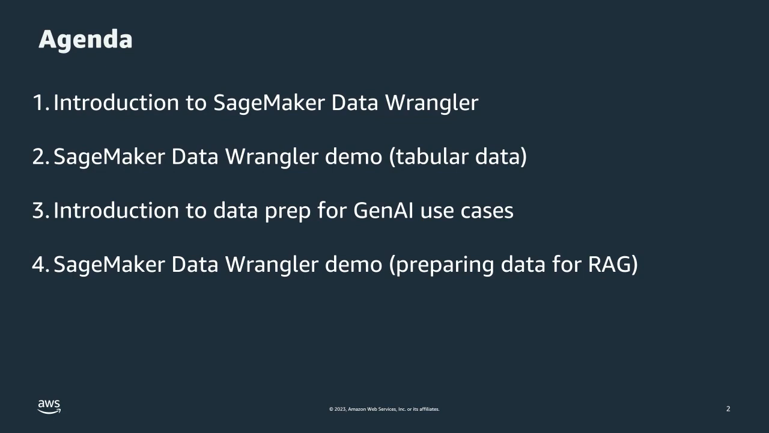SageMaker Data Wrangler is a visual low-code data preparation tool to help accelerate your data preparation for machine learning. I'll be talking you through an overview of the product, showing you some highlights and features, and then Charles will be going into a hands-on demo using tabular data. We'll be sharing right before this demo a QR code so you can actually follow along with the resources and the data set if you like during this webinar.